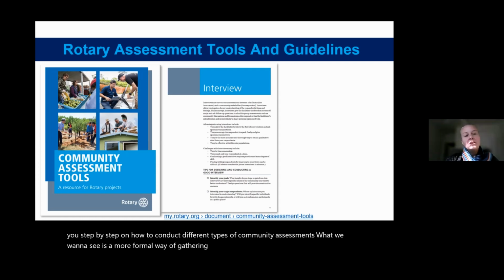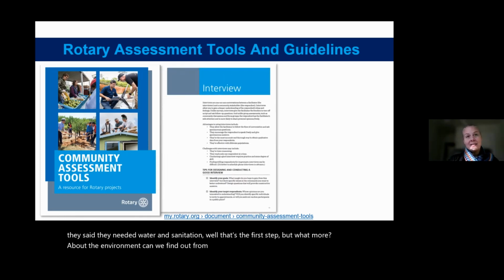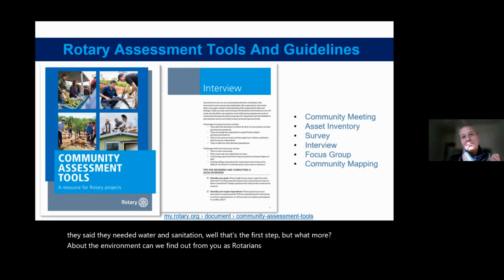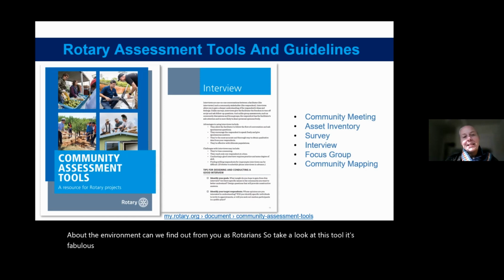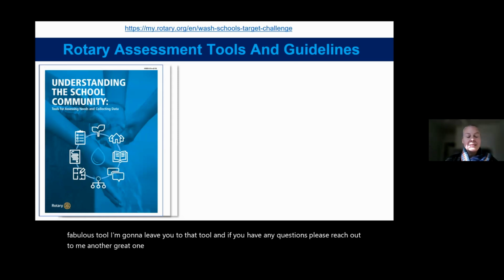What we want to see is a more formal way of gathering information. The relationship with the community is first and foremost. But other than just saying we met with the community and they said they needed water and sanitation, well, that's the first step. But what more about the context, the environment, can we find out from you as Rotarians? So take a look at this tool. It's a fabulous tool. I'm going to leave you to that tool, and if you have any questions, please reach out to me.